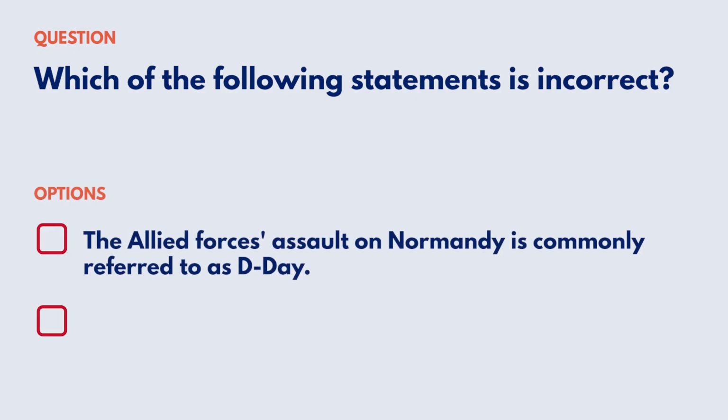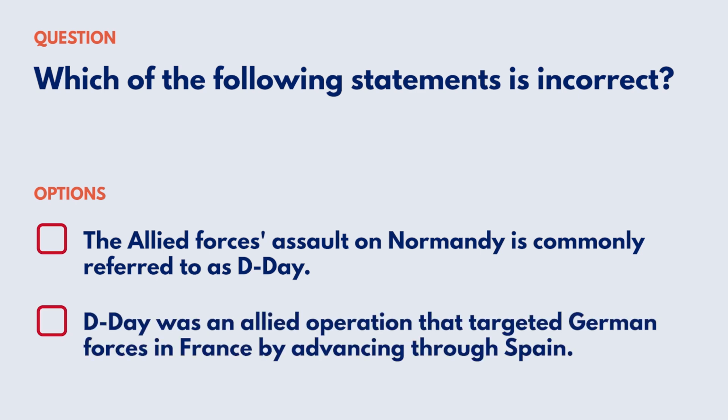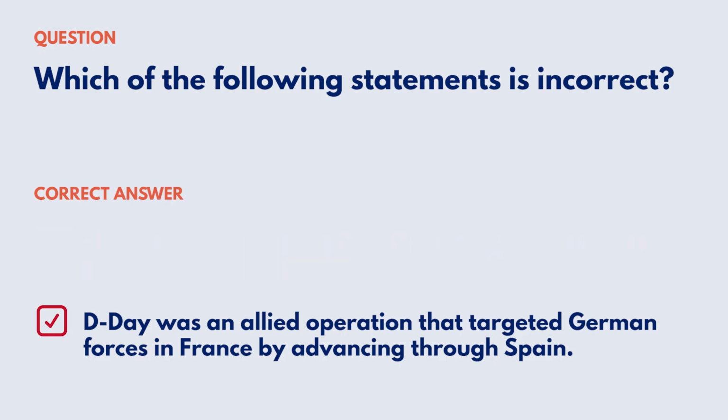Which of the following statements is incorrect? The Allied forces' assault on Normandy is commonly referred to as D-Day. D-Day was an Allied operation that targeted German forces in France by advancing through Spain. Correct answer: D-Day was an Allied operation that targeted German forces in France by advancing through Spain.